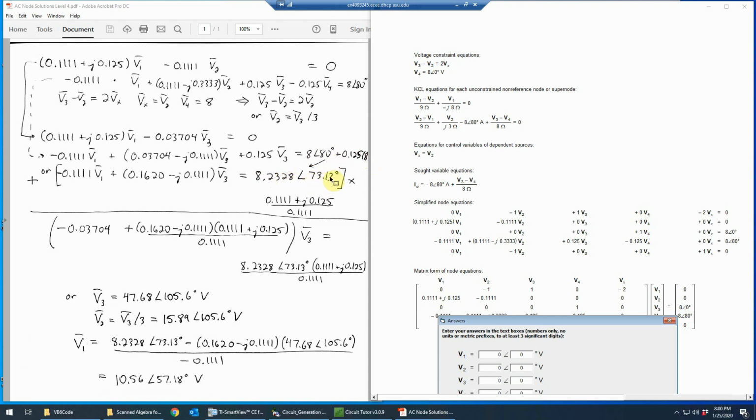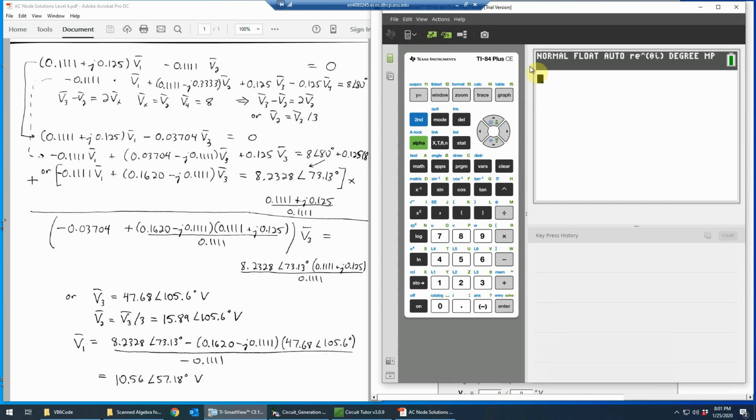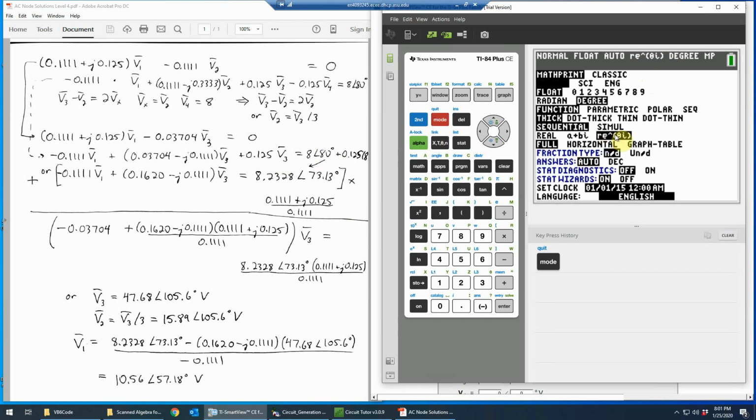8.2328 angle 73.13 degrees. And just to illustrate that on the calculator, if you like, we have a TI-84 Plus emulator here. To enter 8 angle 80 degrees, we want to make sure, first of all, that we're in a complex mode. It doesn't really matter what form we get the answer in, but I've chosen to get it in polar form. So we'd always have to go into modes and make sure that you are set to either polar or rectangular form, depending on what you want. And I've also set the angles to degrees, because normally we use degrees with Circuit Tutor.